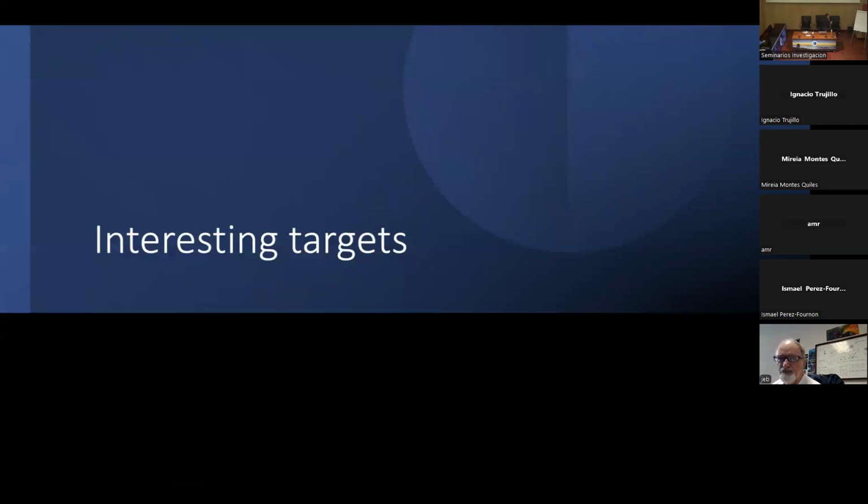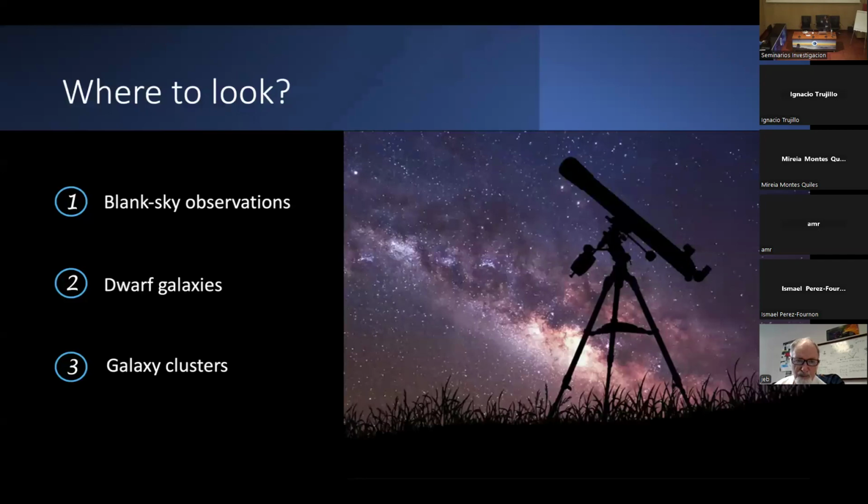So we know what we are looking for. We're looking for dark matter, and in particular, we're looking into axions. Now, the next question is, where are we looking? What are interesting targets? There are many. Today, we'll mention 3: blind sky observation, so diffuse emission, dwarf galaxies, and galaxy clusters.